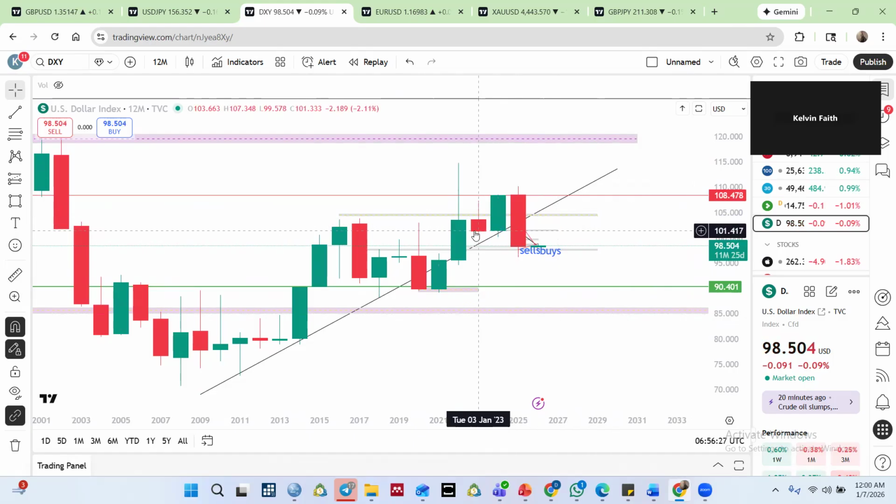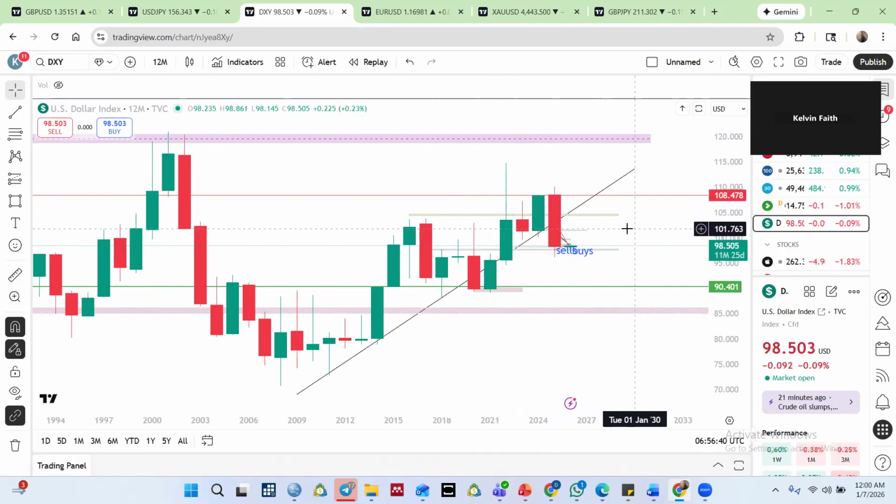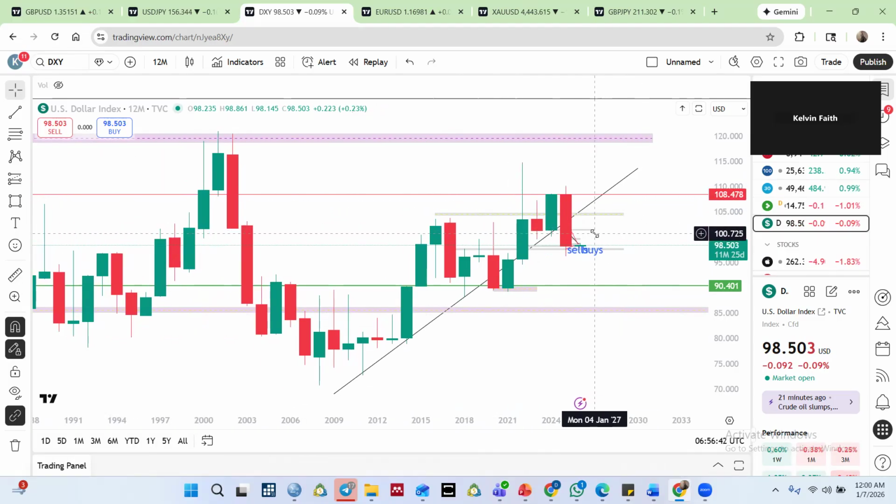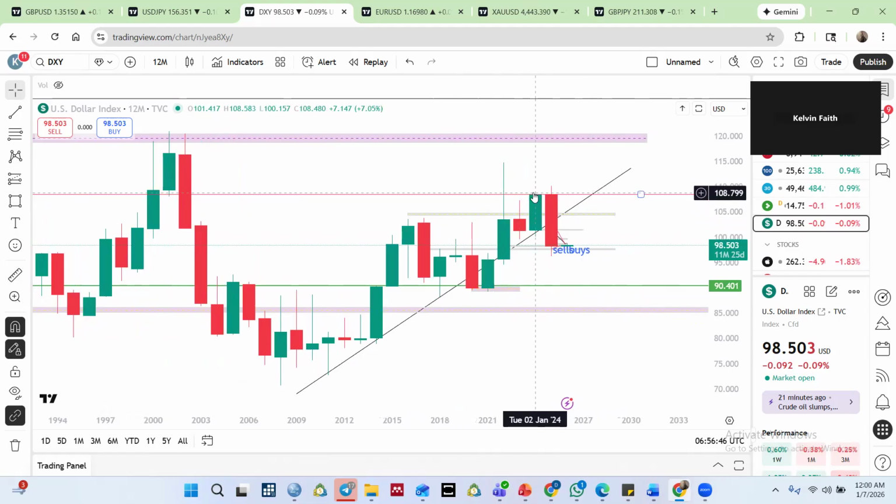We need a bullish candle moving up and we need a bearish candle to engulf. So we can also call this a bearish engulfing or something like that. We have that reaction happening around this premium zone here from the 12 months time frame.